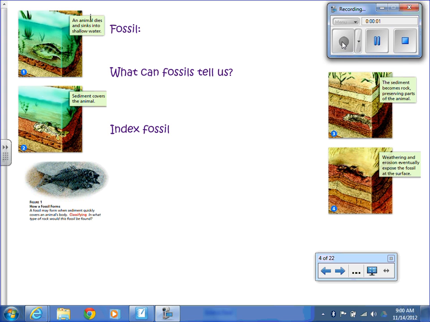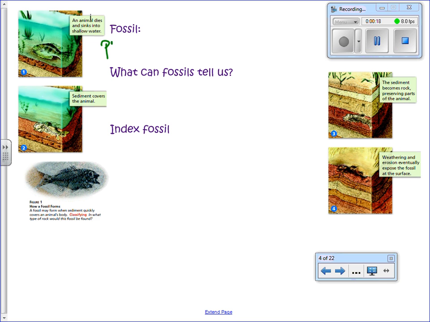This week we are learning about fossils and the fossil record and what this can tell us about what happened in the past. So let's start with the definition of fossil. As we mentioned, a fossil is preserved evidence of living things from the past.